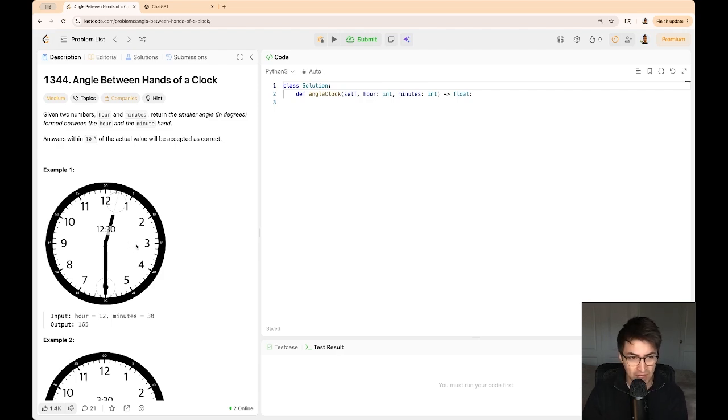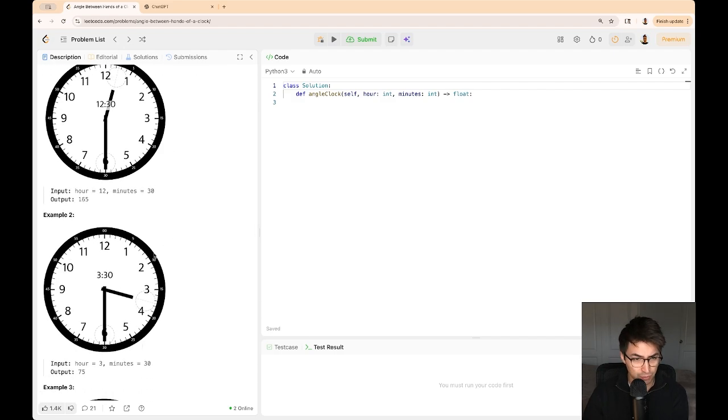In example 1, we're given the hour being 12 and the minutes being 30. And the output is 165. So that will be because there's a distance of 165 degrees between the short hand, the hour hand, and the minute hand. And there's also a distance of 360 minus 165, which is 195 degrees, between the hour hand and the minute hand if we're going in the other direction. So the minimum between those two angles is 165.